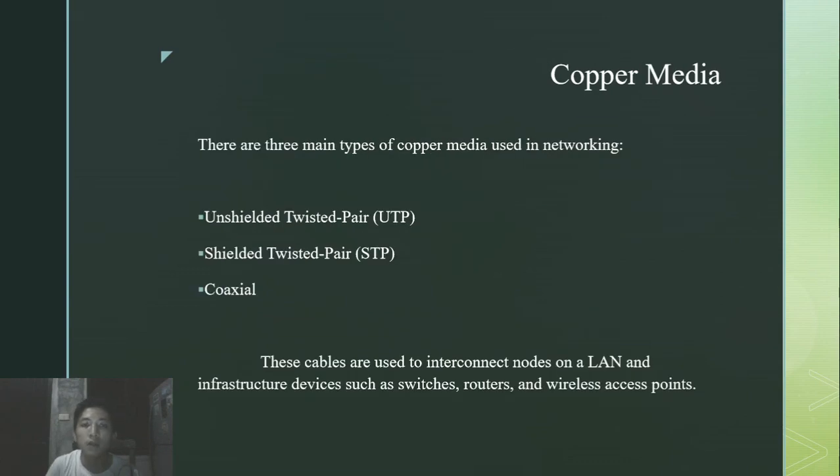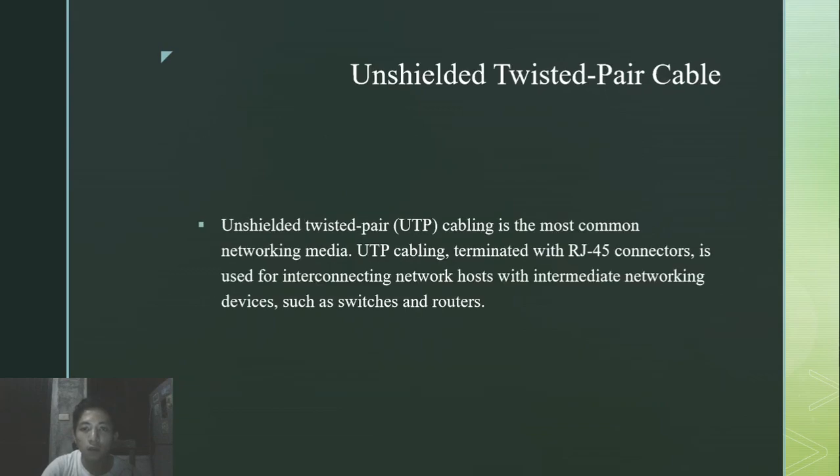Copper media: there are three main types of copper media used in networking. Unshielded twisted pair, the UTP, shielded twisted pair, STP, and coax. These cables are used to interconnect nodes on a LAN and infrastructure devices such as switches, routers, and wireless access points.